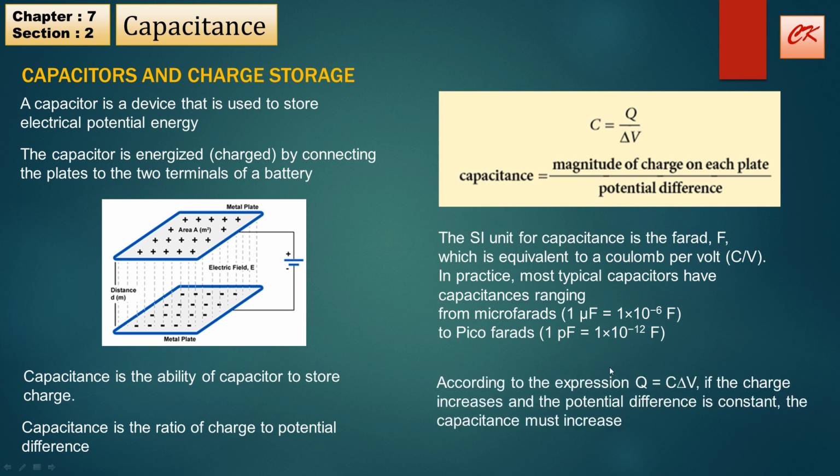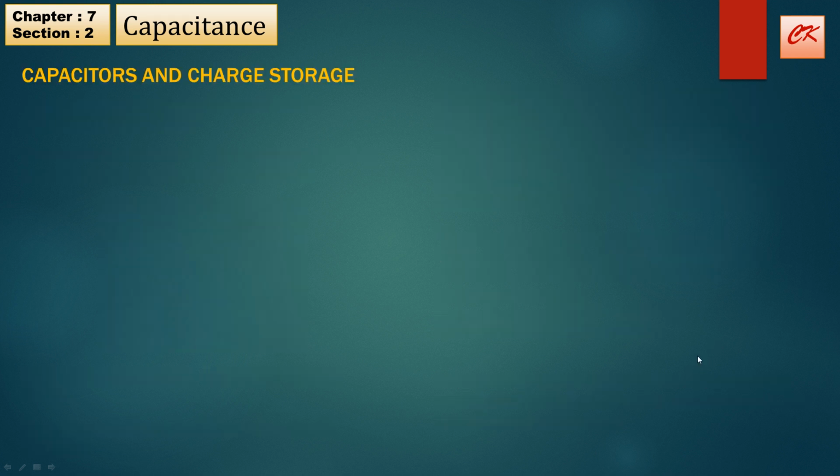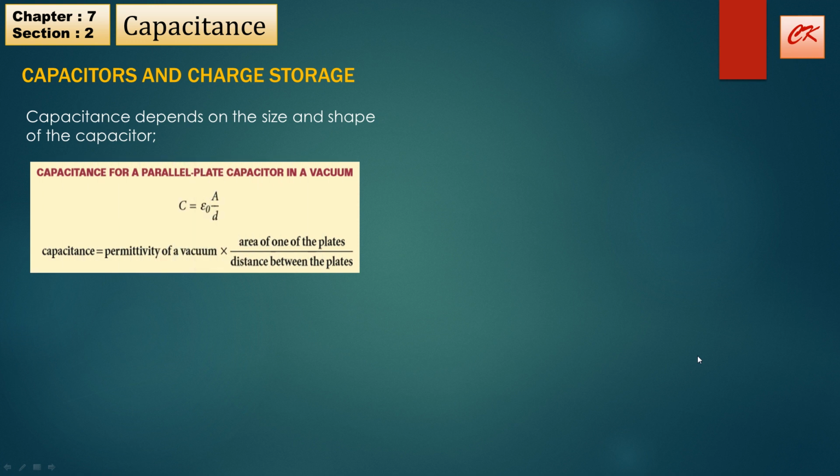According to the expression, as you see here, Q is equal to C delta V. Every capacitor has a capacitance, so C is constant here. When the charge increases, the potential difference also increases. When more charge accumulates, the more potential the capacitor will have. Capacitance depends on the size and shape of a capacitor.